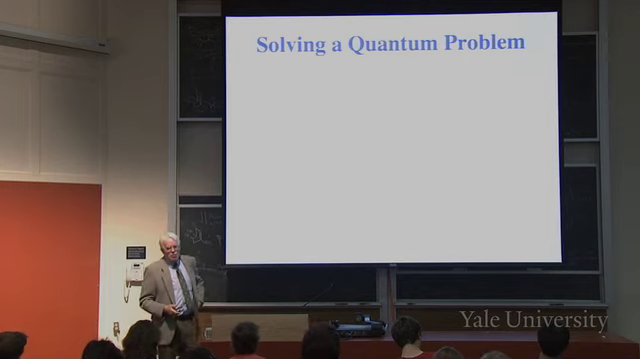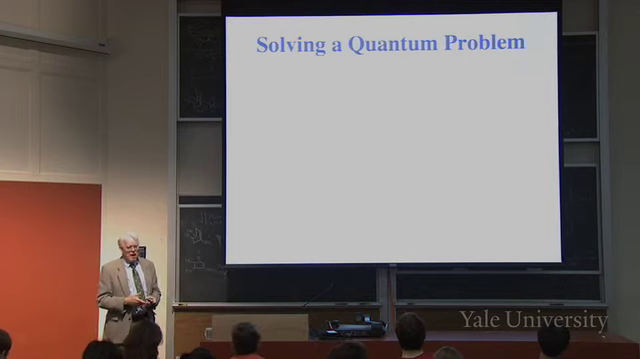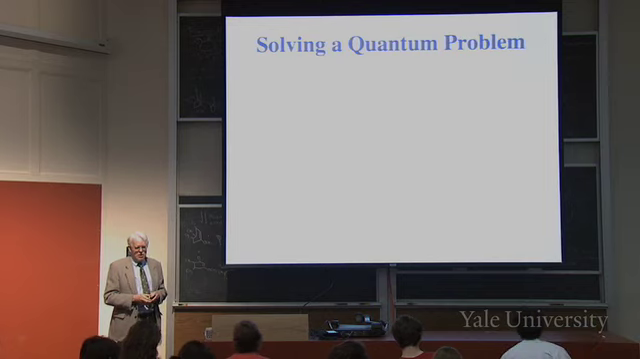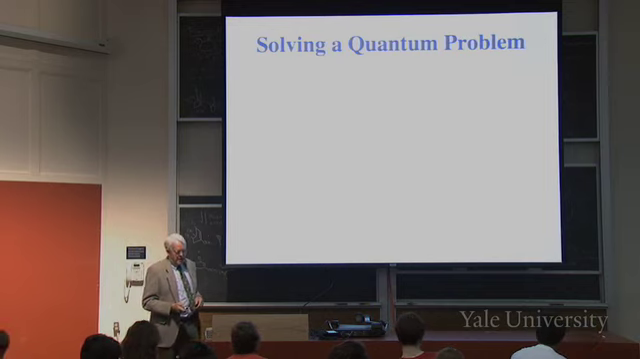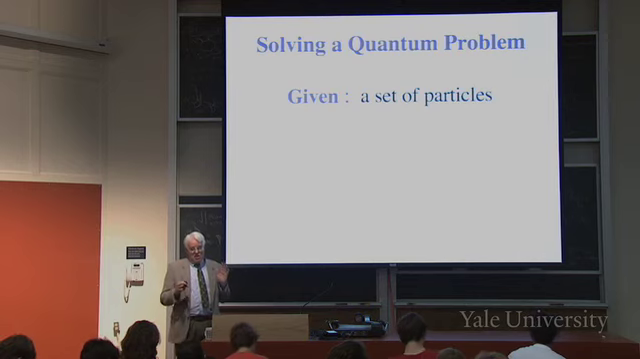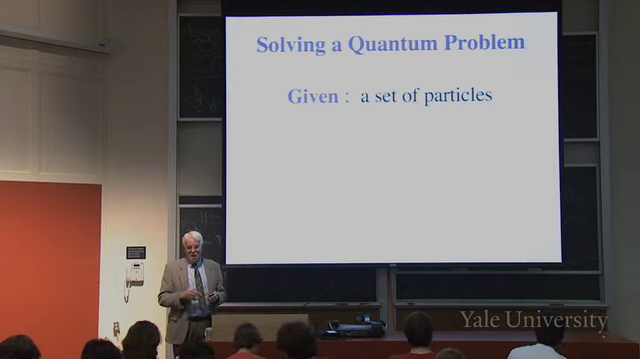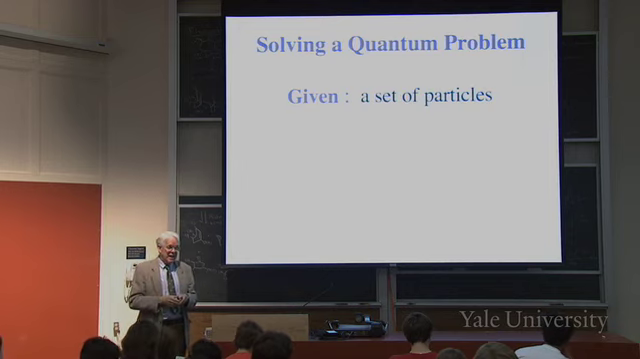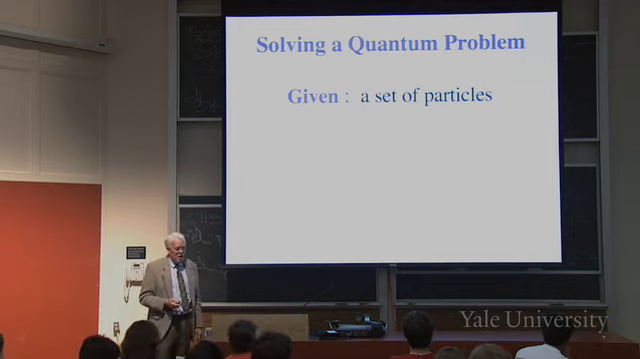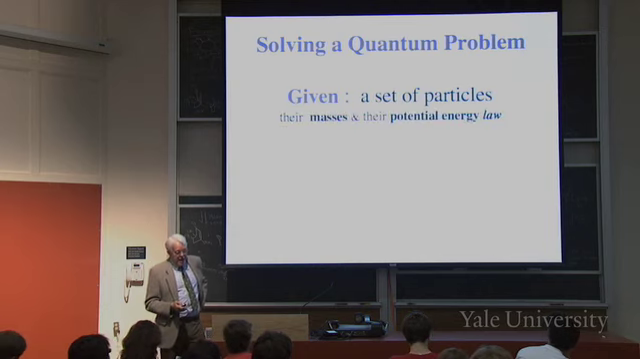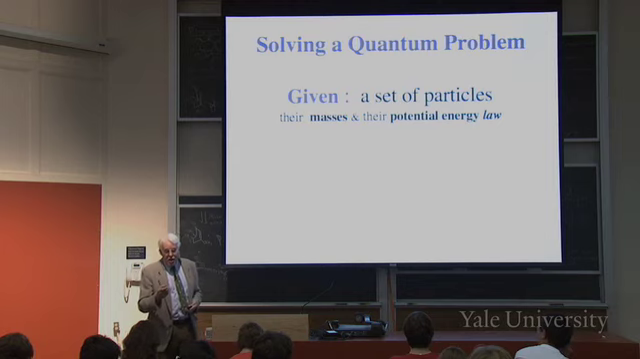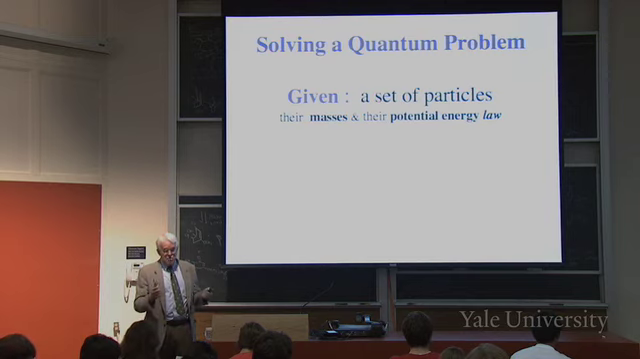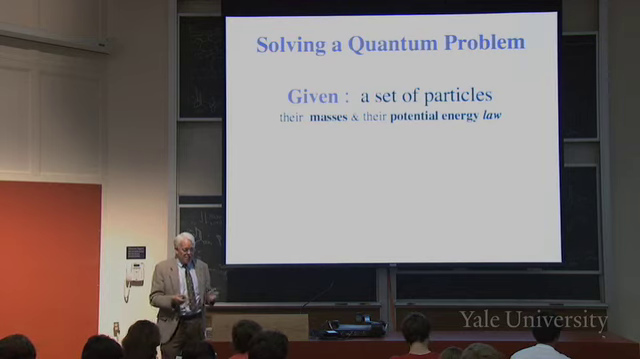Okay, now, solving a quantum problem. So if you're in a course and you're studying quantum mechanics, you get problems to solve. Now, a problem means you're given something, you have to find something. You're given a set of particles, right? Like a certain nuclei of given mass and charge, and a certain number of electrons. That's what you're given. Okay, the masses of the particles and the potential law. When you're given the charge, and you know Coulomb's law, then you know how to calculate the potential energy. Remember, that's part of it. Okay, but that part's easy.